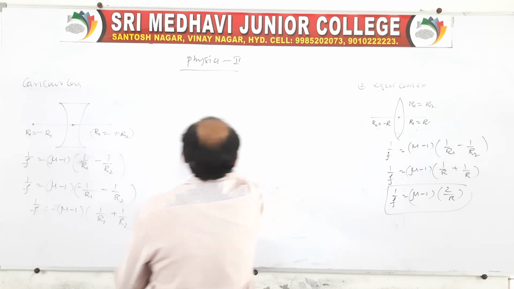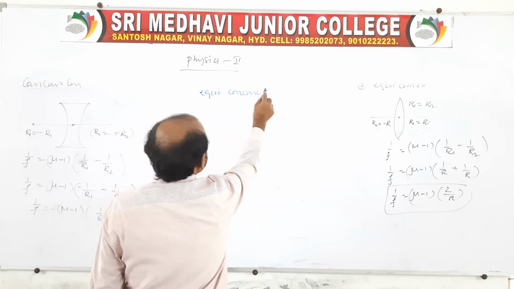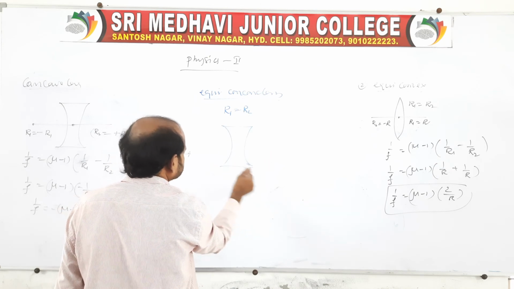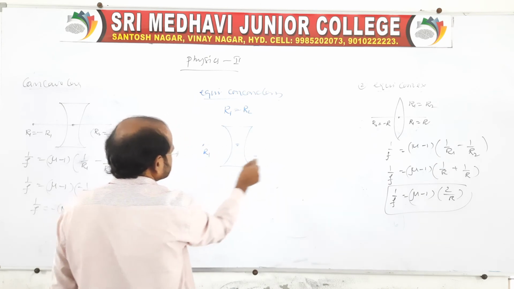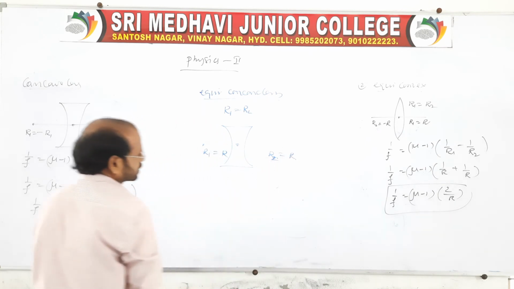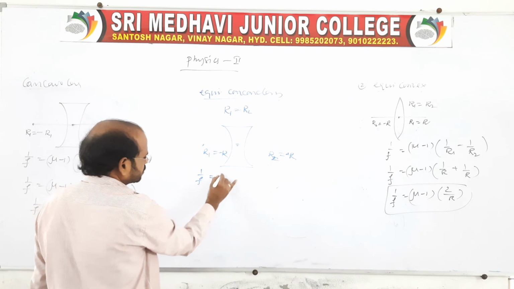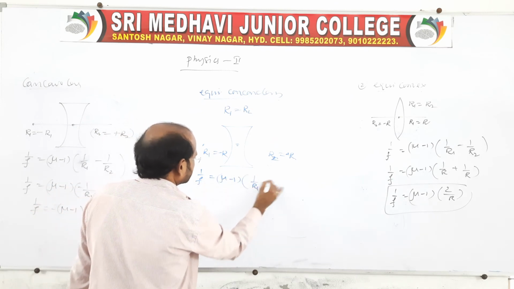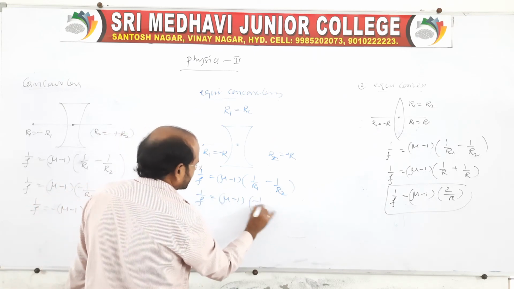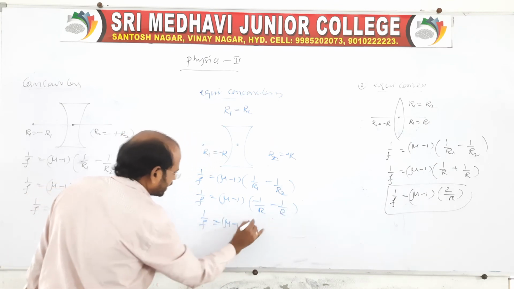You go for the equiconcave lens. So if I take a concave lens, in this case R1 is equal to R2. Again you draw a lens. This will represent the radius of curvatures. It is R2 and it is equal to R, and R1 is also R. Here the sign convention will be negative for one and positive for the other. So 1 by f is equal to mu minus 1 into 1 by R1 minus 1 by R2. So 1 by f is equal to mu minus 1 into minus R minus R. So 1 by f is equal to mu minus 1 into minus 2 by R.